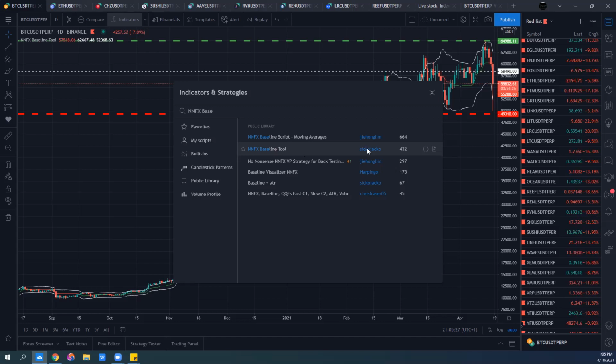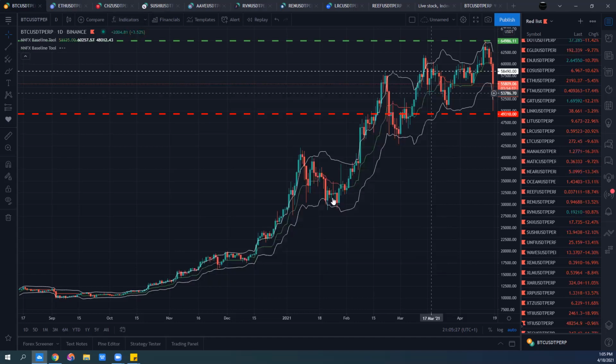NNFX Baseline Tool by Sickojacko or something. It's 432 likes. So that's it. You close it. You have the indicator on your chart. So I will explain to you how this indicator works right now.